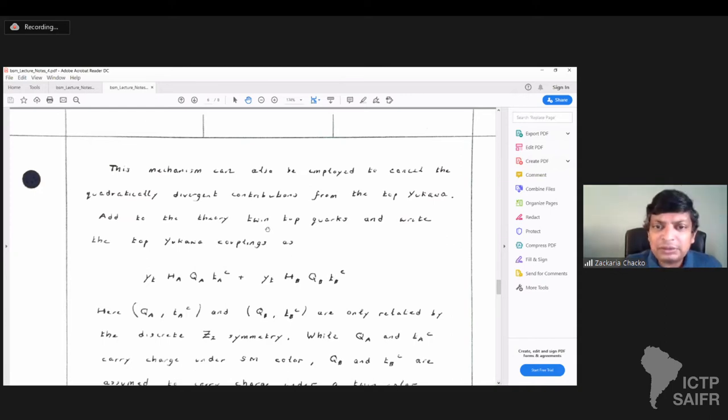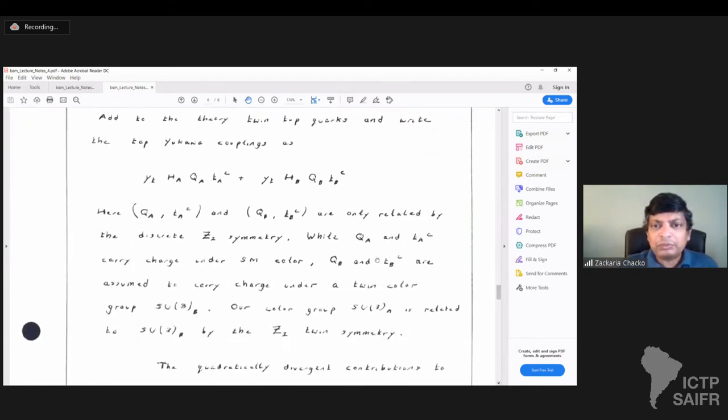So what we have to do is add twin top quarks to the theory. And so the Yukawa couplings look like this. This QA, TA, everything with an A is a standard model object. And everything with a B is a mirror or a twin object. Nothing on the B side carries charge under the standard model. It doesn't carry color, doesn't carry SU2, doesn't carry U1, right? The only relation between A and B is this interchange symmetry, the Z2, the twin symmetry.